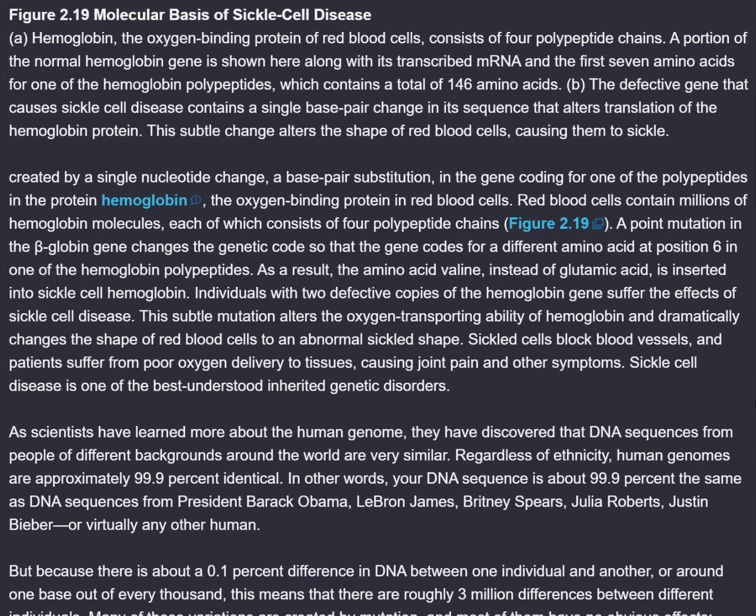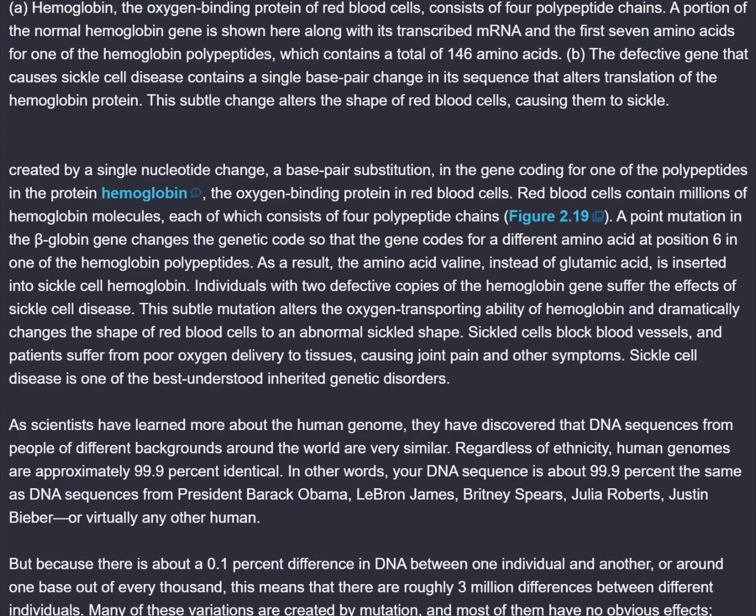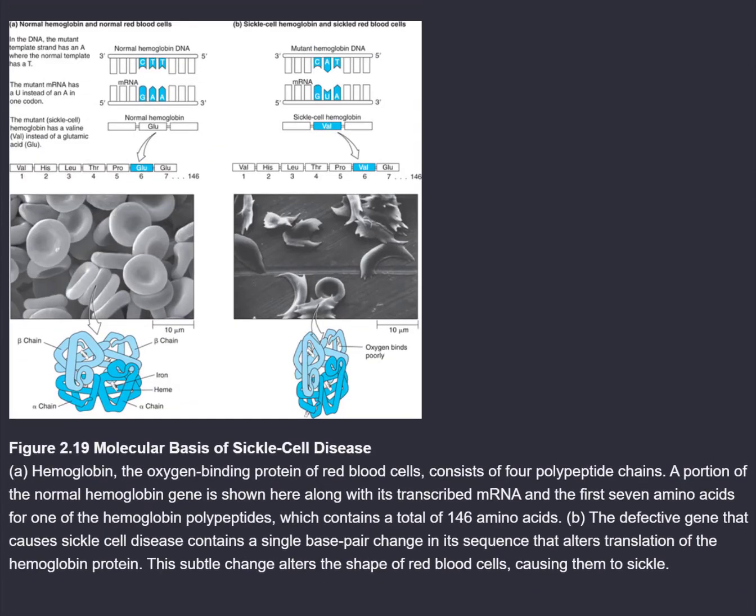Figure 2.19. Molecular basis of sickle cell disease. A. Hemoglobin, the oxygen-binding protein of red blood cells, consists of 4 polypeptide chains. A portion of the normal hemoglobin gene is shown here along with its transcribed mRNA and the first 7 amino acids for one of the hemoglobin polypeptides, which contains a total of 146 amino acids. B. The defective gene that causes sickle cell disease contains a single base pair change in its sequence that alters translation of the hemoglobin protein. This subtle change alters the shape of red blood cells, causing them to sickle.